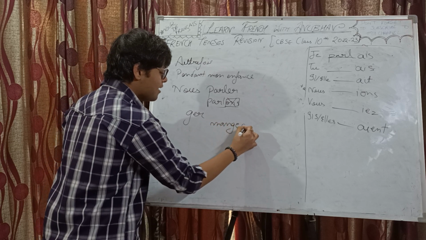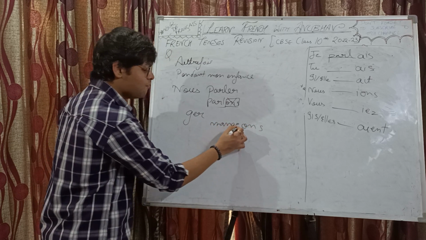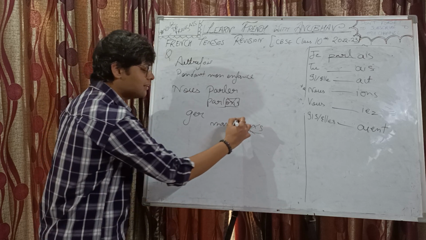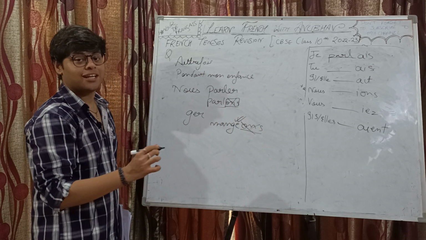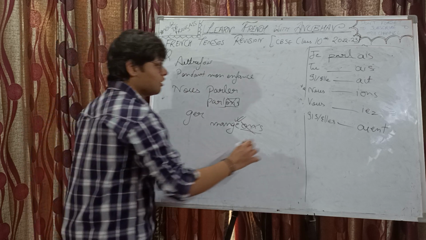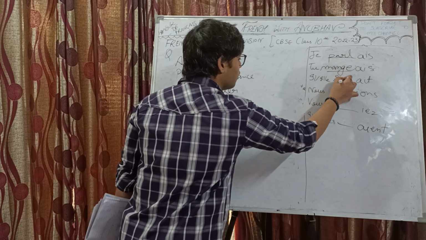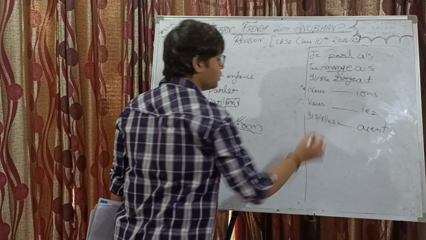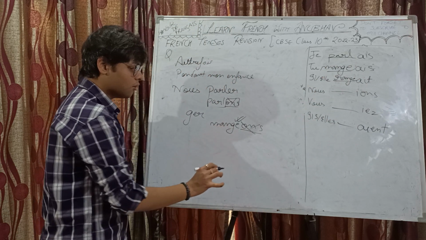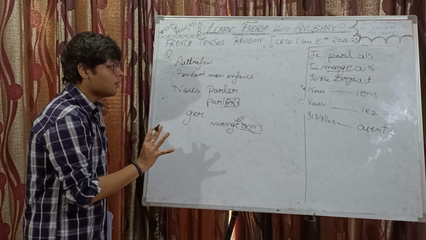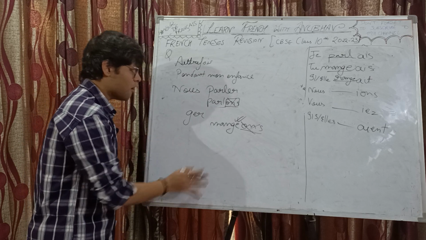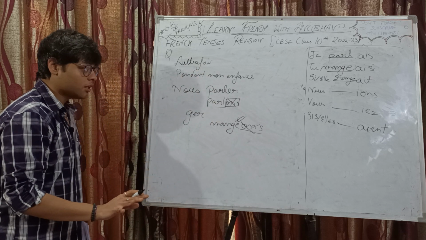If we take a GER ending verb, for the present tense conjugation, the ending is EONS, right? But here we are removing only ONS, so this E will be retained in the case of a GER ending verb. So it will be like this: mangeais, rangeais. This E will be retained. It won't be removed, right? That was your imparfait. Autrefois, pendant mon enfance are a few indicators of it.